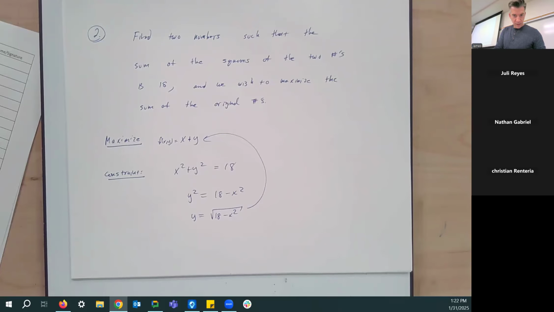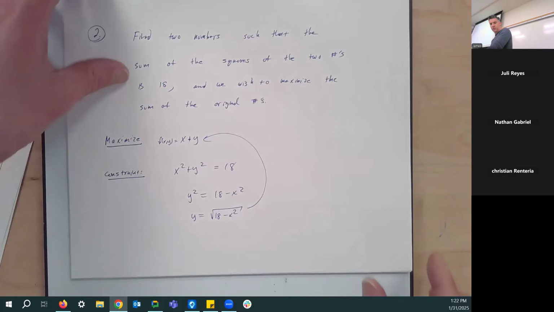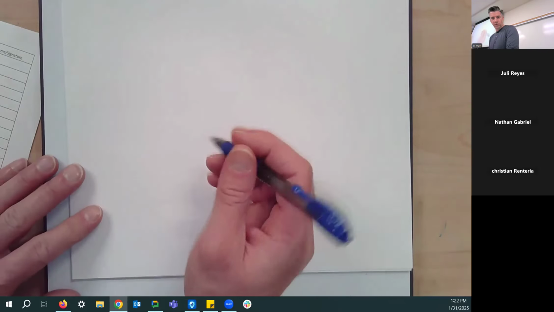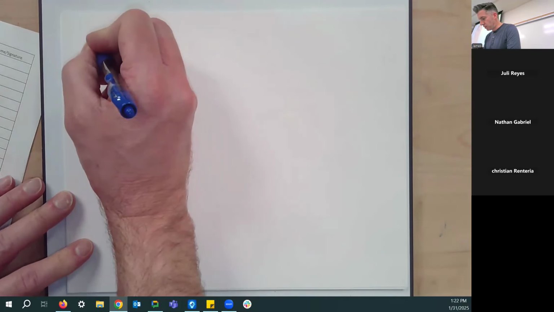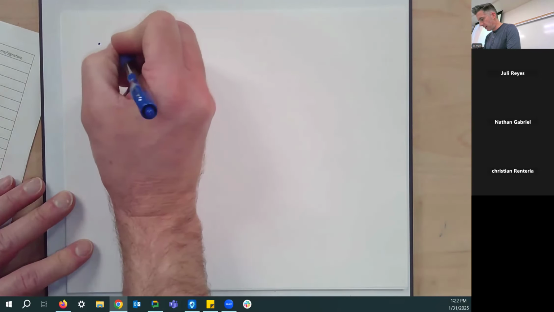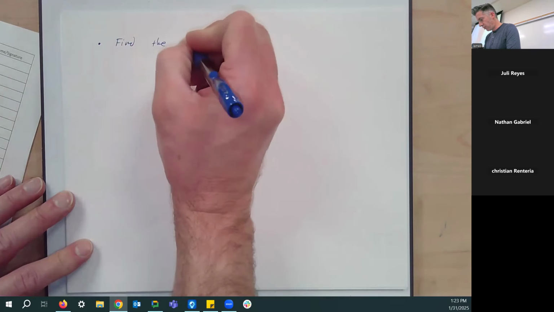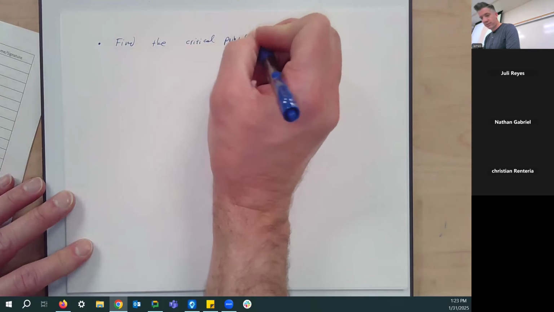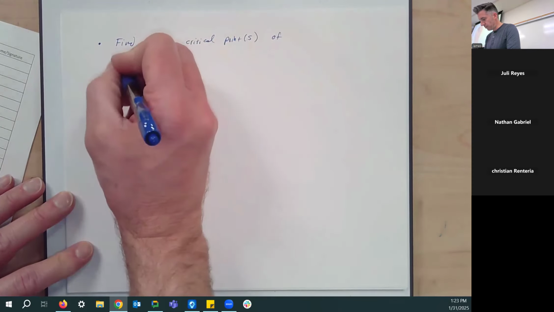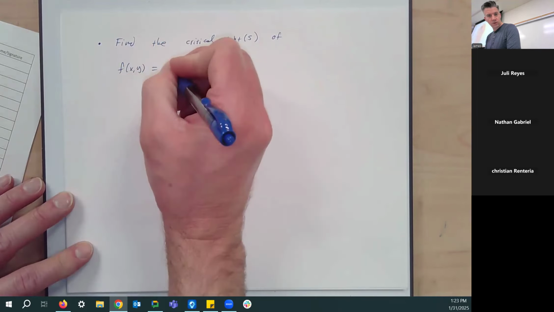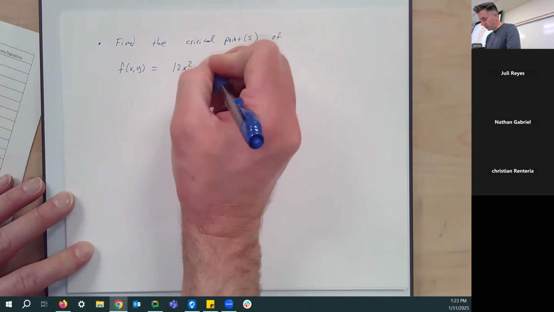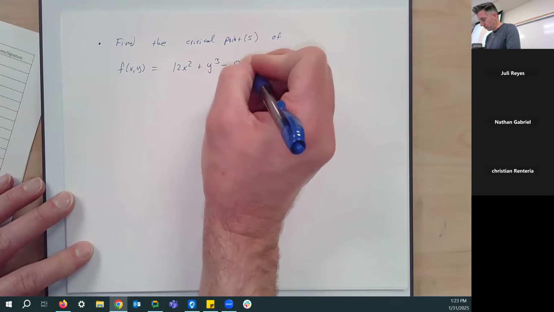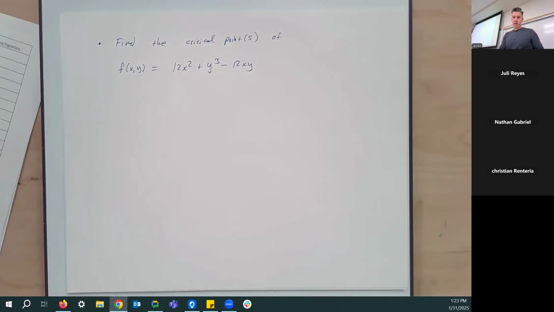So let's go back a step and do another one where we find just the critical points and classify. In fact, it might be a good time for you all to try. So I want you to start by finding the critical points, and there might be more than one, of the following function. F of x, y equal to 12x squared plus y cubed minus 12xy. So work on finding those critical points for a couple minutes, and I'll see if I can find a better question for Julie over here.